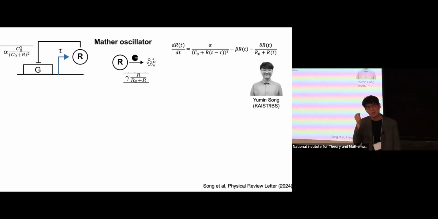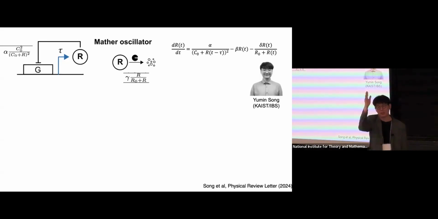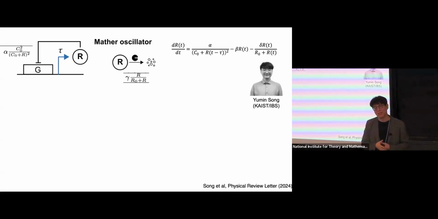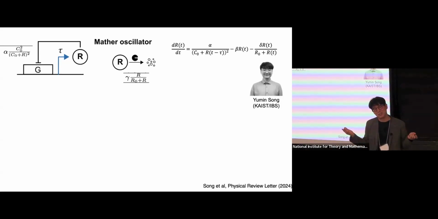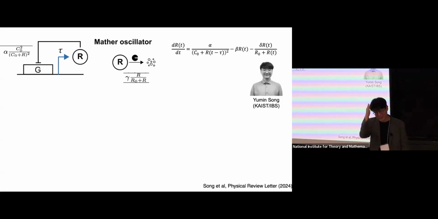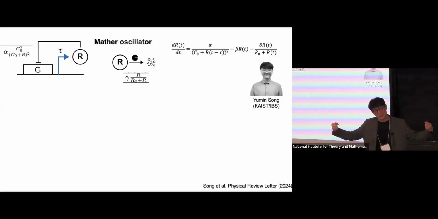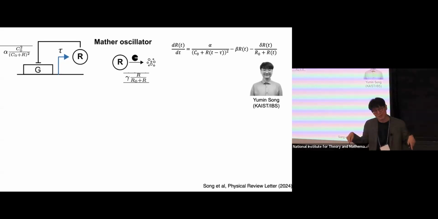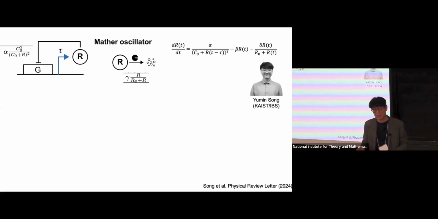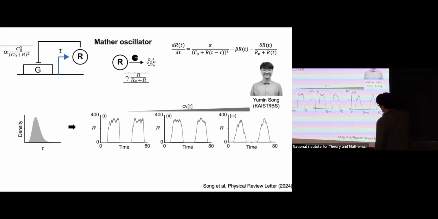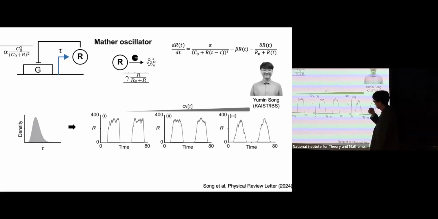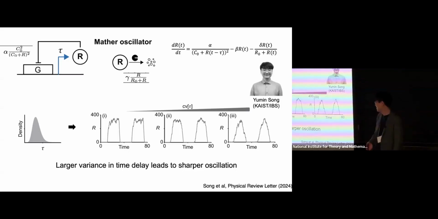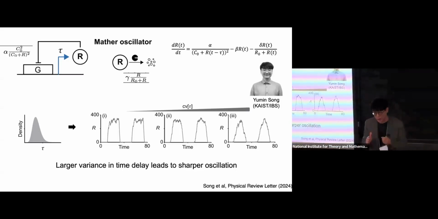But rather than fix the time delay, let's imagine a distribution of the time delay. Now let's increase the variance of the time delay while fixing the mean. Is it good or bad for the oscillation? Does it mess up the oscillation or help it? My guess was, of course, it would mess up the oscillation. But what we found is, as we increase the CV of the tau, oscillations are well maintained, but the shapes are changed. It gives a sharper shape.